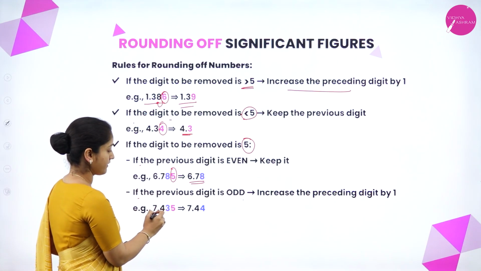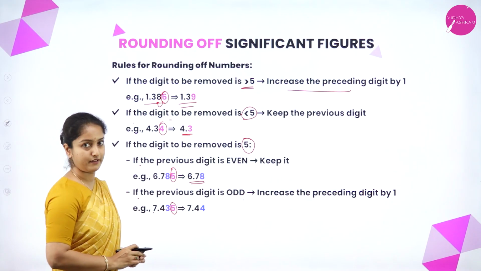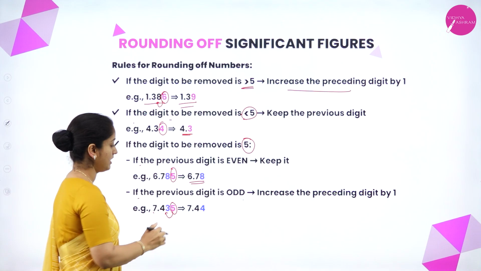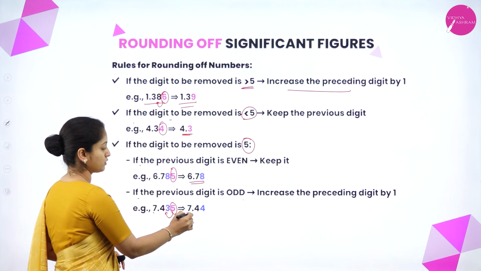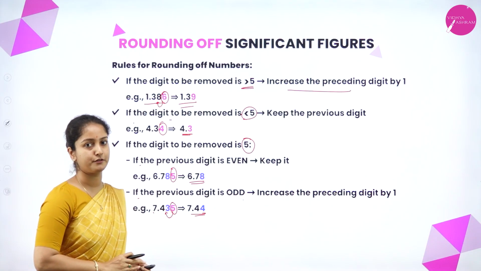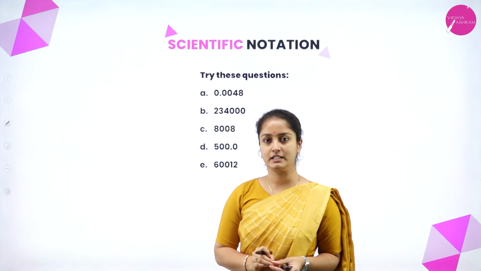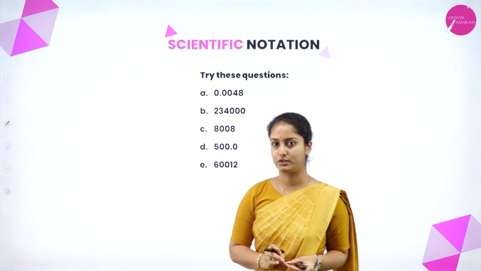For example, 7.435. So this is the last digit with 5. Then the preceding digit is 3, which is an odd number. You have to make it even by adding plus 1 to this 3. So the answer becomes 7.44. As I told earlier, the answers will be given at the end of the session. Now try whether your answer is correct or wrong.